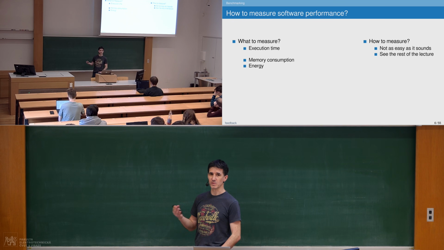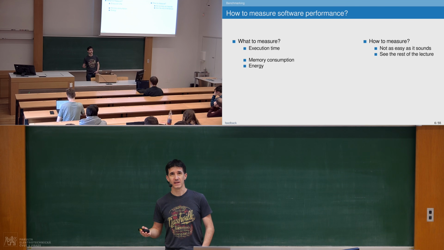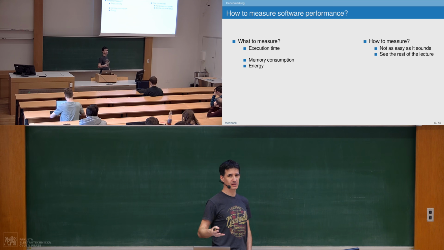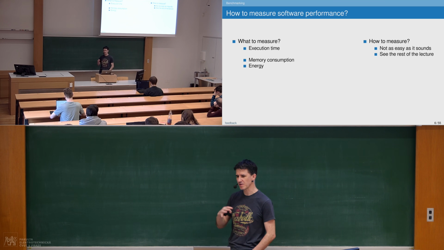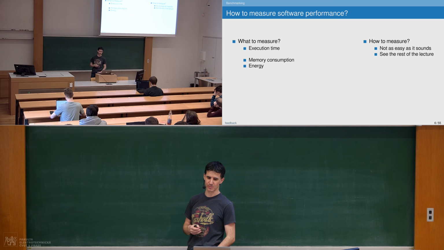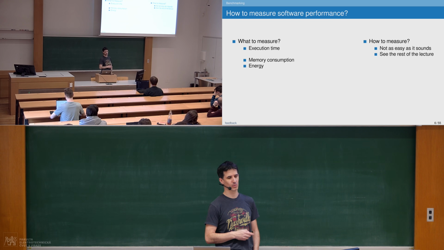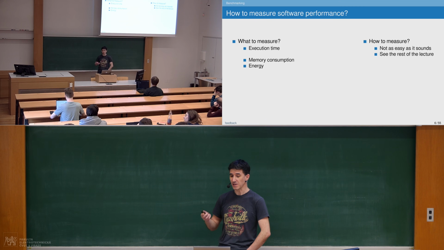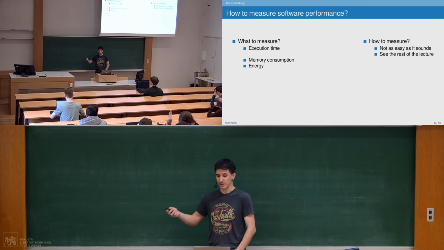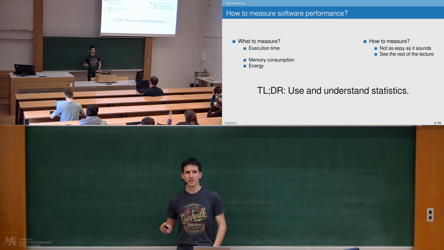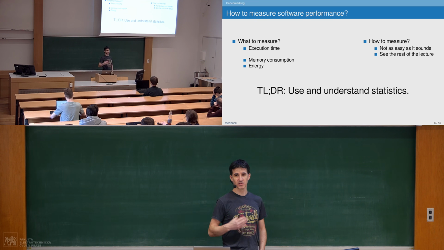The same happens with memory. The memory is shared by not only your program, but also the operating system and other programs, and actually precisely measuring the memory consumption can be tricky in some cases. So it's necessary to understand what you are actually measuring and what the numbers that you are seeing actually mean. And energy, it's another thing. In the end, a big part of this lecture will be about statistics.